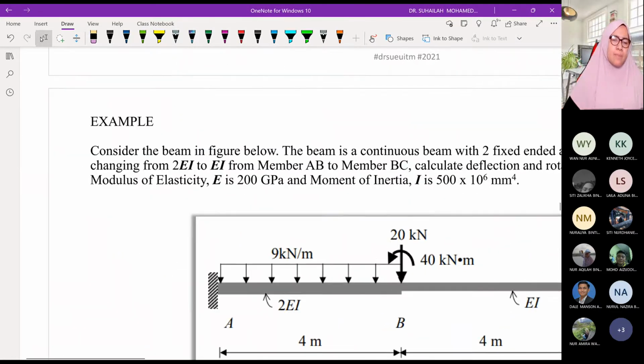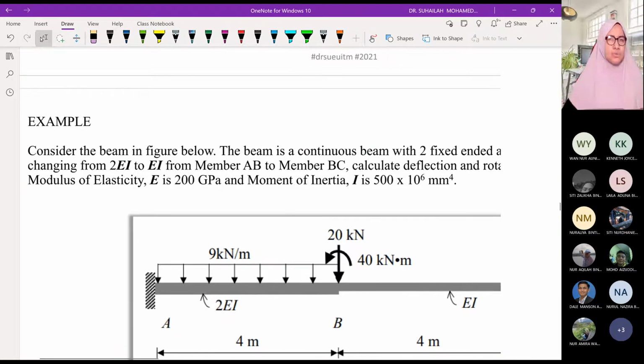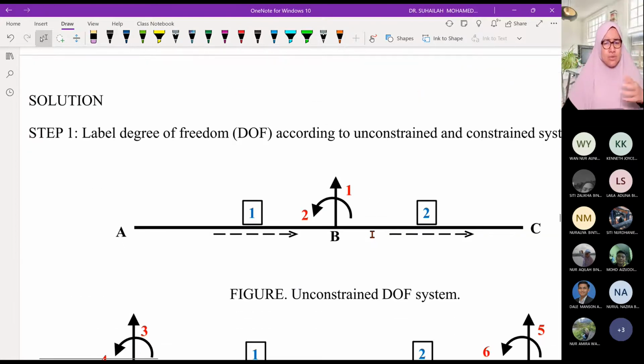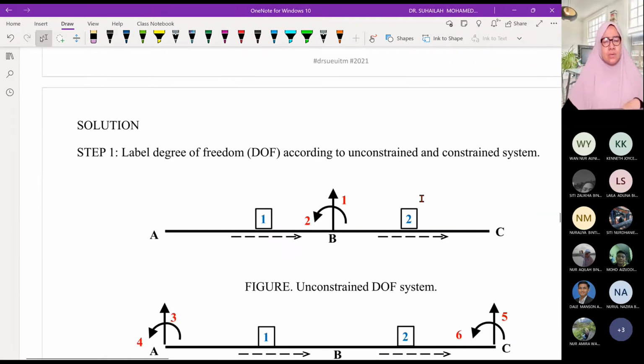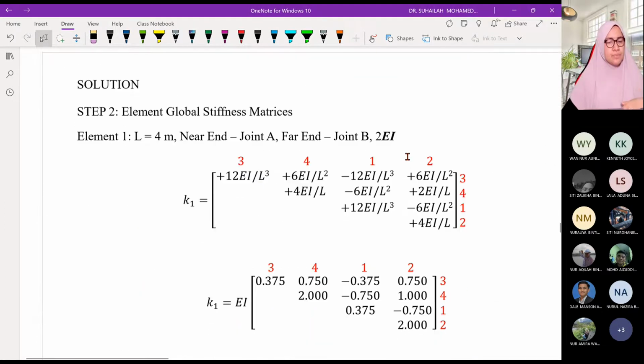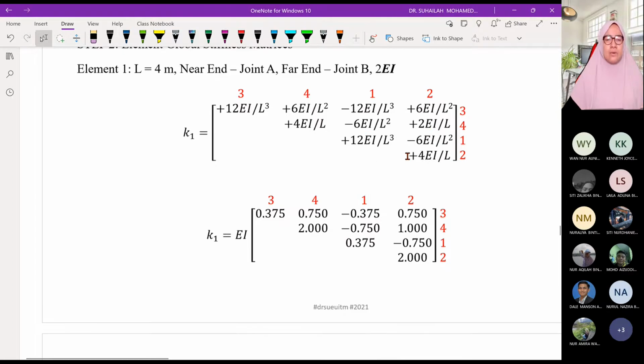So the same thing here. Example number 2. It is the same as what I have done, the same as the one above. I believe if you understood the one above, you should be able to understand this one as well. Same. Okay, labeling. Don't forget, this is very, very important. Labeling.